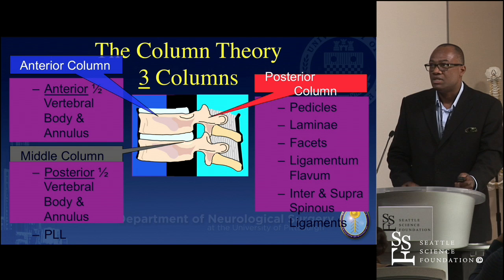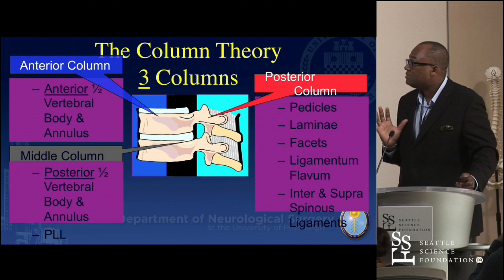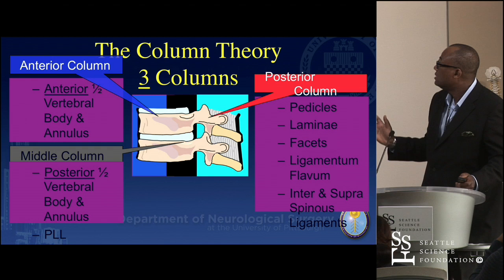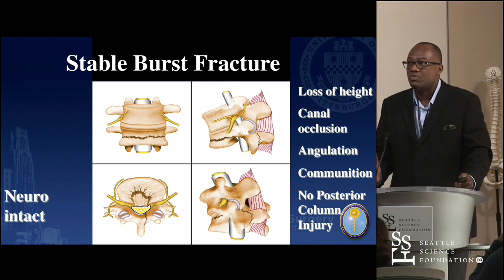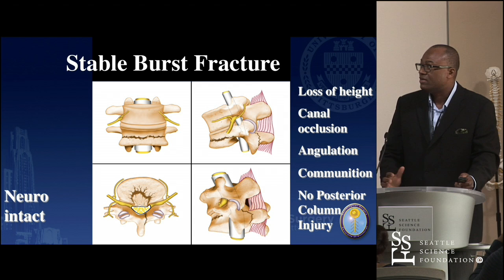So in the past, and even currently, everything seems to revert back to the three-column model, which is the anterior, middle, and posterior column that we're all familiar with, where the anterior column typically is involved in compression fractures, where the ligament is intact, the canal is intact, and then to the point where you get a stable burst fracture. This is all the past way in which we identify thoracolumbar fractures, and still do.